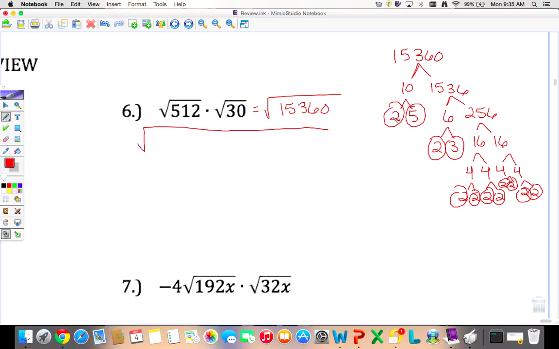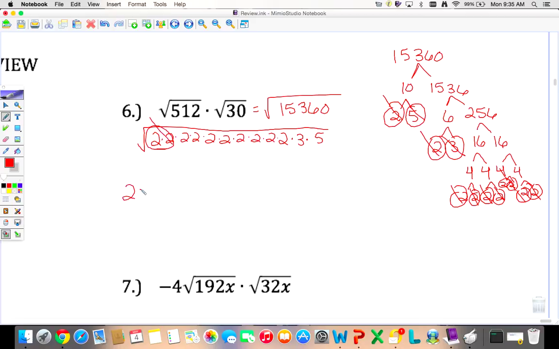Okay. Square root. Make it pretty long so I know I have a lot of stuff. I have 1, 2, 3, 4, 5, 6, 7, 8, 9, 10 twos. Cross them all off. And all I have left is a 3 and a 5. So times 3 times 5.